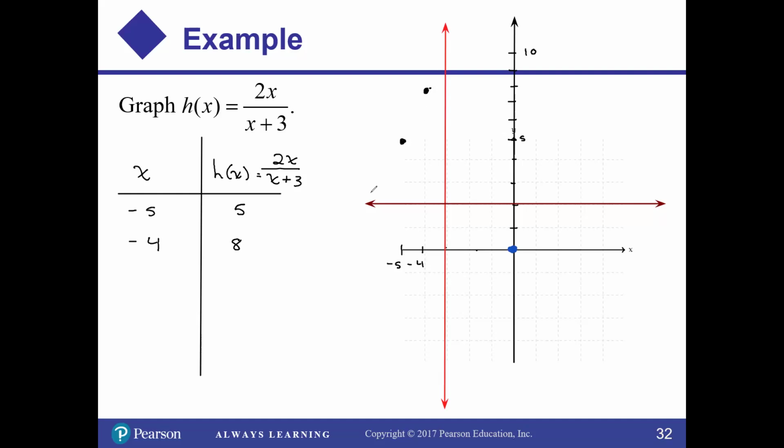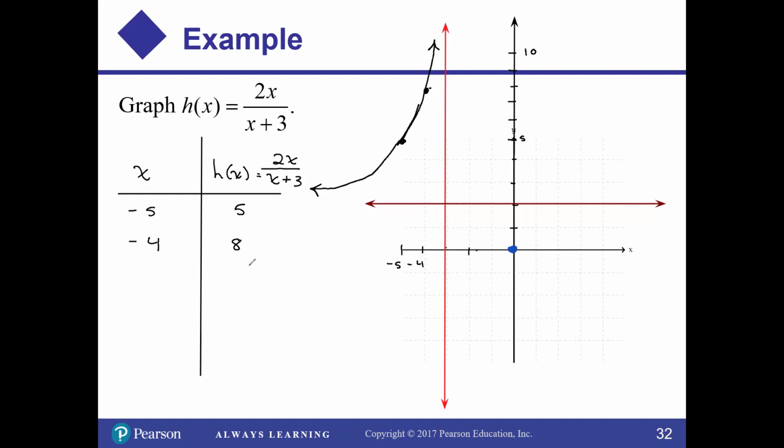One of the things we know is that I should not be crossing that vertical asymptote. So I'm pretty sure I'm doing something like this here. And I should not be crossing this horizontal asymptote, especially as I go out to infinity. So I should be doing something like this. Now we need some points over here.